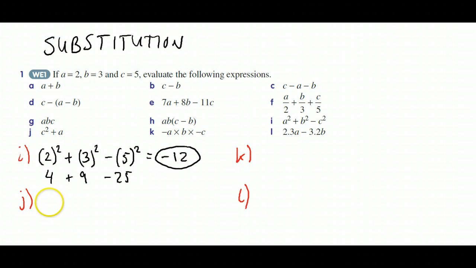For j we've got c squared plus a, so that becomes 5 squared plus 2. So c squared plus a. 25 plus 2 is 27.